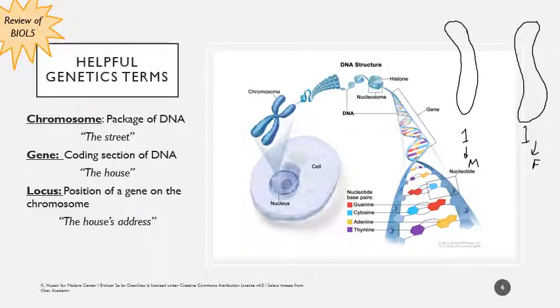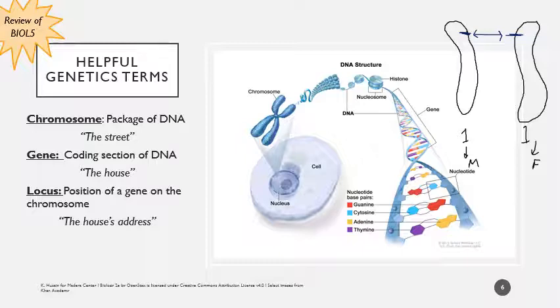If we look at the exact same locus on this homologous pair, so if we go to this address right here and this address right here, we're going to find the exact same gene on those two locations. So for example, that might be a gene that codes for hair color.